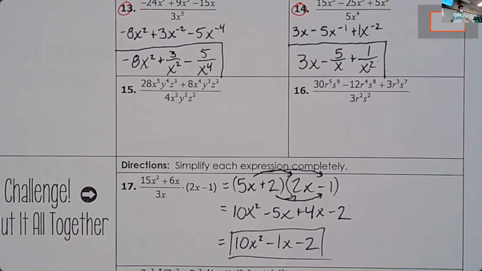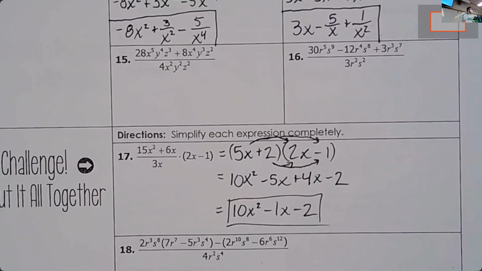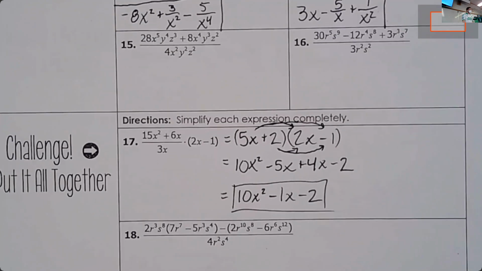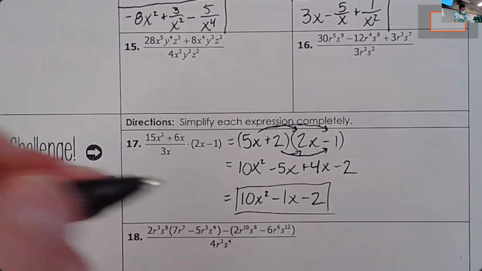All right. Let's look at 18 real quick. Do we have any thoughts on number 18, where to start? Gillian? Okay, so what should we do on the top first? Yeah, we're going to distribute. And in fact, I would say let's distribute twice. We're going to distribute the 2 r to the third s to the 8, but we also have to distribute the negative. So we'll make that a negative 1, and we'll distribute that as well.